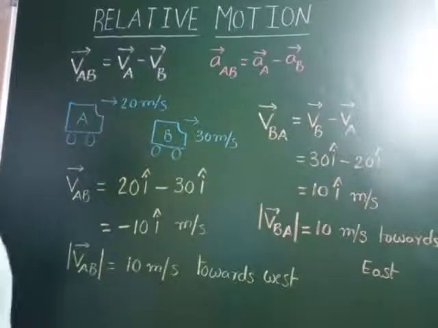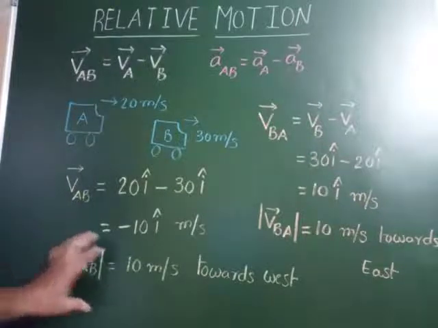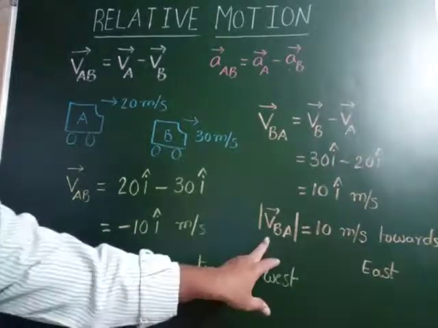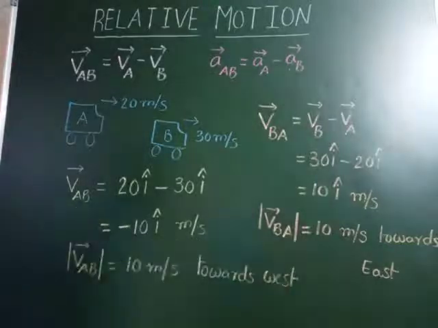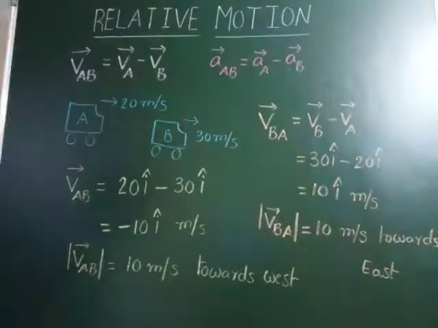If you use vector notation, you can easily get the direction also. Otherwise, it is difficult to find the direction. Velocity of A with respect to B is equal to 10 meter per second towards west. Velocity of B with respect to A is equal to 10 meter per second towards east. This is the magnitude and this one is the direction.